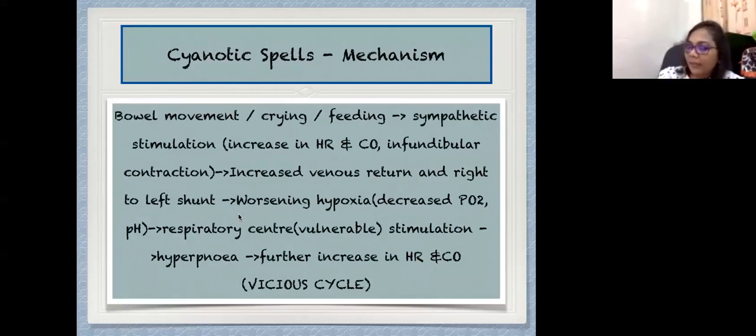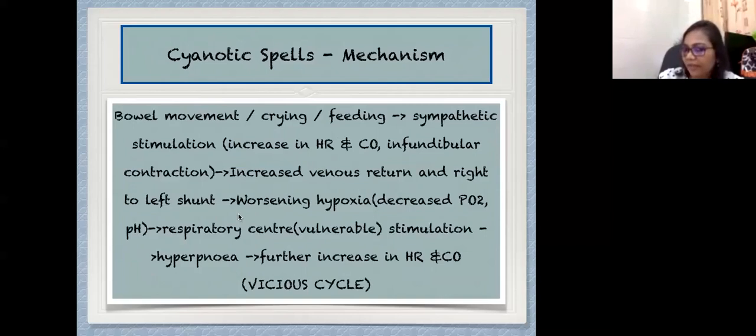And what happens as a result is that the increase in heart rate and cardiac output causes increased venous return to the heart. And when you combine it with an increased infundibular stenosis or contraction, the right to left shunt increases. So that causes worsening hypoxia.